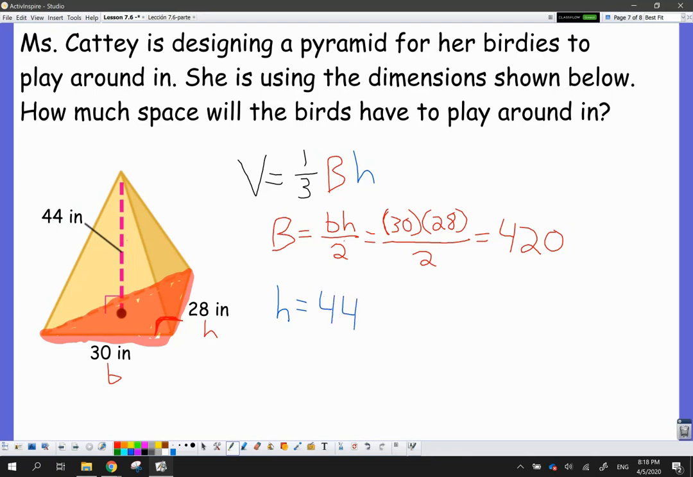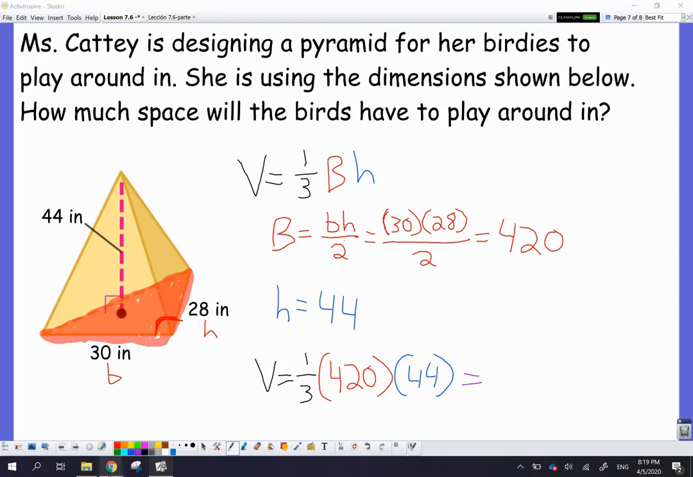This is not the height of the base anymore. Now, this is the height of the pyramid. So let's plug these numbers into the formula for volume so we can find what this volume is. We have V equals 1/3, and I have the area of my base, which was 420. I have the height of the pyramid, which was 44. Now I'm going to plug them in and see what I get.